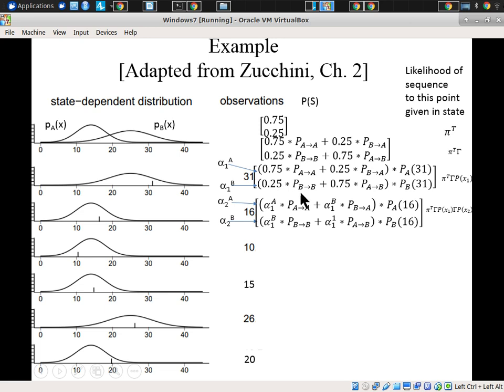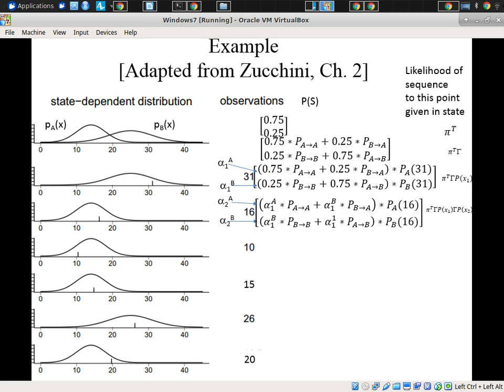Similarly, this is the probability we're in state B now. And how could that have come about? Well, there's some probability we're in state B in the previous time step, 0.25, times that we stayed there. And then there's a probability we're in state A in the previous time step times the probability of going from B to A. So this whole thing here is the probability that we are in state A and observed this, or probability of state B and we observed 31.